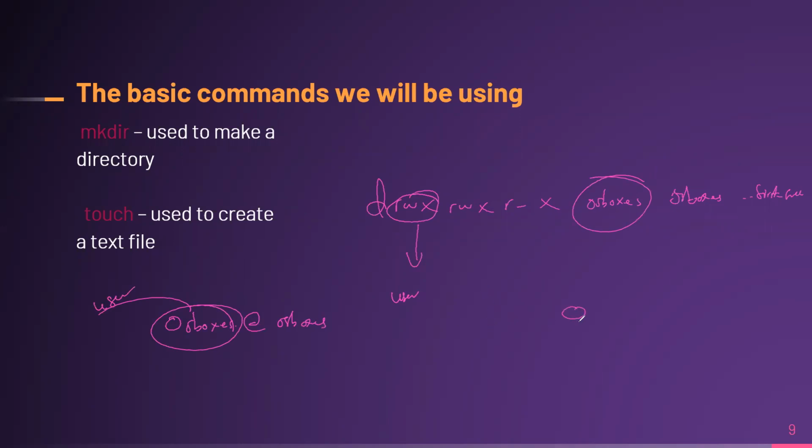So basically, this is just a person, assuming it's a human being which is having that name. We'll say this is that person, OS boxes. And this represents this person. So these three represent what this person can do. The first RWX represents what this person can do. So that person can read, that person can write, and that person can execute.